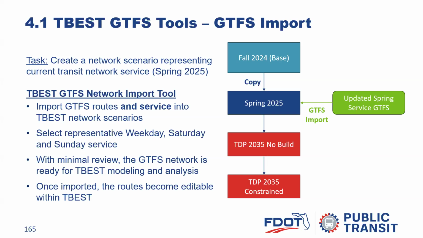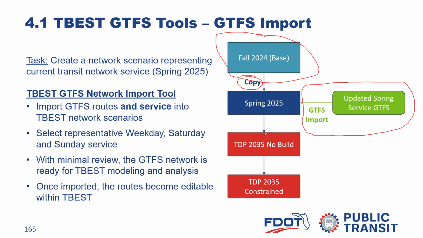All right, so basically we're starting here with our fall 2024. We make a copy of it to make it spring 2025. So we have just a copy of our network scenario, our base scenario, and call it spring 2025. Then we're going to use our GTFS import tool to bring in the updated spring service through the GTFS import into spring 2025. And from there, we're going to create our TDP scenarios.